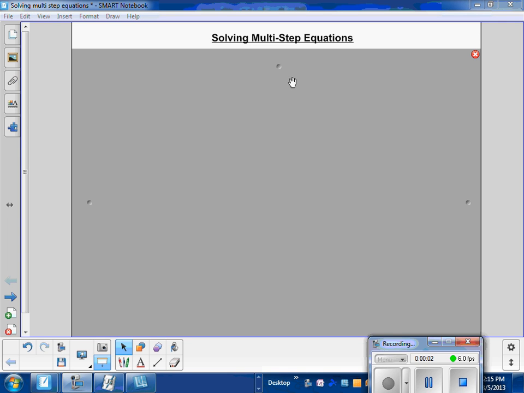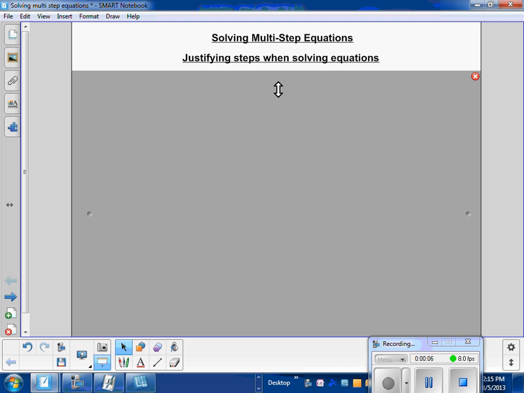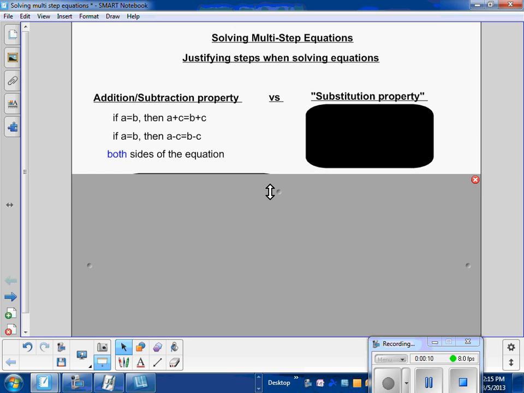This lesson is on solving multi-step equations. We'll be solving multi-step equations and justifying the steps when solving those equations. We'll be using a new property today called the substitution property. Sometimes the substitution property is confused with the addition or subtraction property.